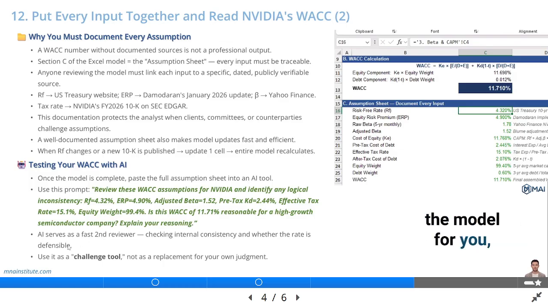AI will not build the model for you, but it serves as a fast second reviewer that checks whether the inputs are internally consistent and whether the final rate is defensible given the company's risk profile. Use it as a challenge tool, not as a replacement for your own judgment.